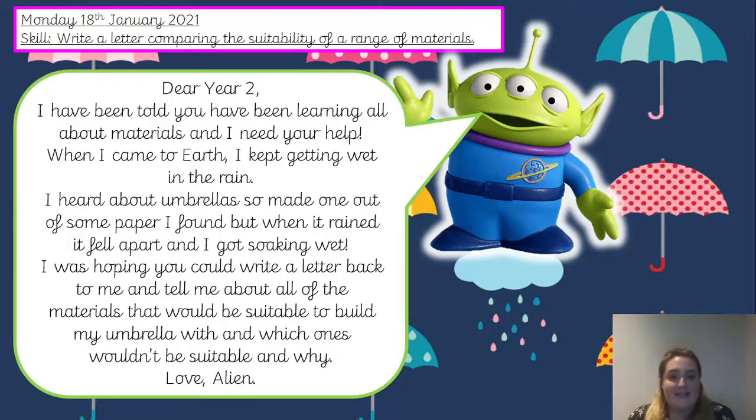Let's see what he said then. "When it rained, it fell apart and I got soaking wet. Oh no. I was hoping you could write a letter back to me and tell me about all of the materials that would be suitable to make an umbrella, and which ones wouldn't be suitable and why. Love, Alien." Okay, I think we can help Year 2, don't you?